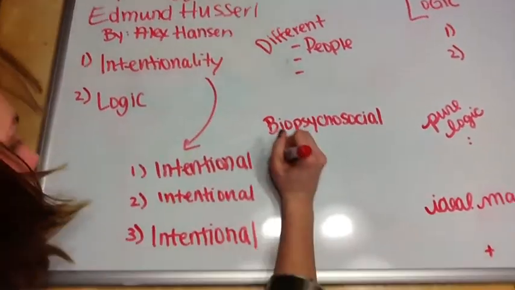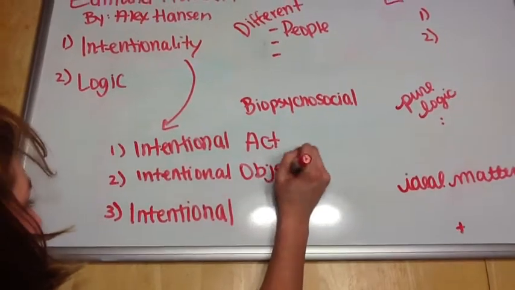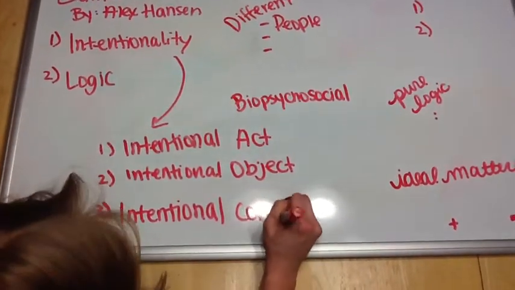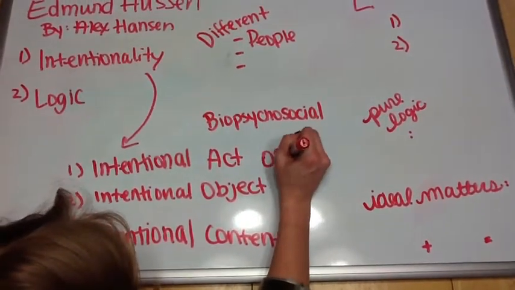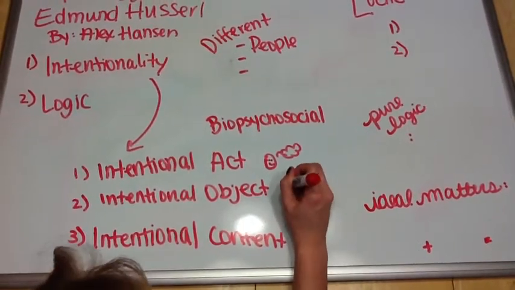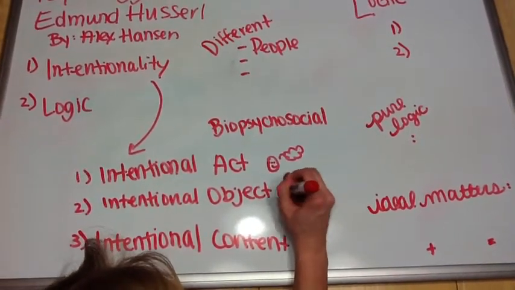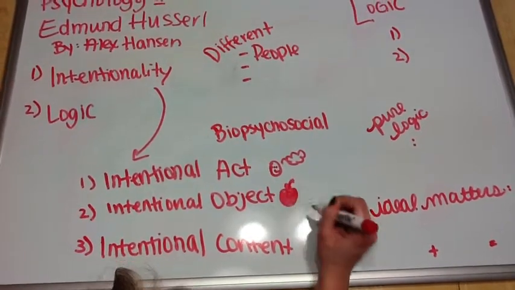He broke it down into three parts: the intentional act, the intentional object, and the intentional content. The intentional act is the actual mental event of perceiving, believing, evaluating, or remembering. The intentional object is the thing you are using that brain power to think about. And finally, the intentional content is the way in which you perceive that object.